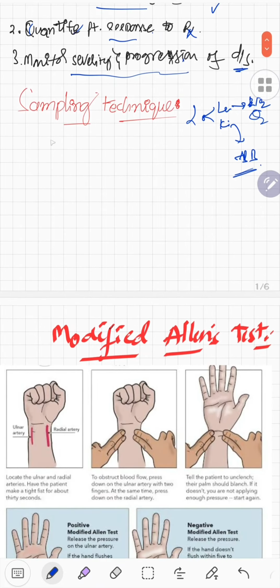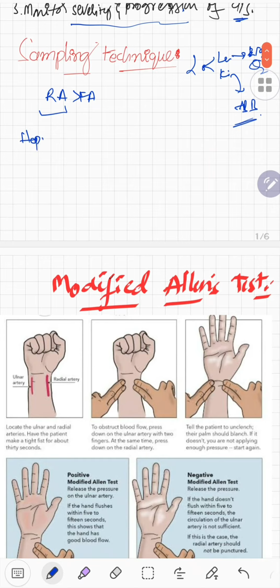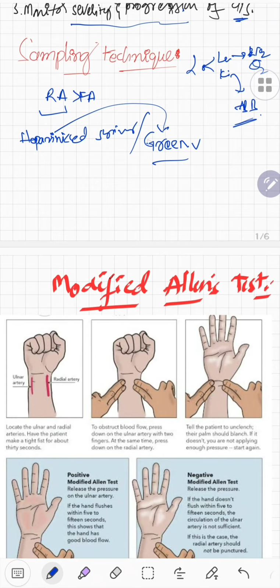Sampling technique. Usually the radial artery is preferred over the femoral artery. For that we have to use a heparinized syringe, or if there is availability of vacutainers, you can use a green vacutainer which contains heparin only. How much heparin should be there? It should be 0.1 to 0.2 ml or 10 to 30 international units.